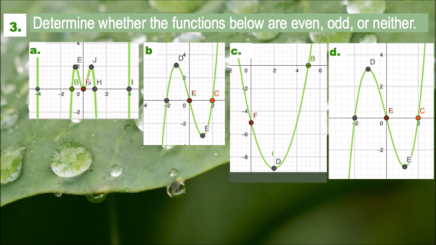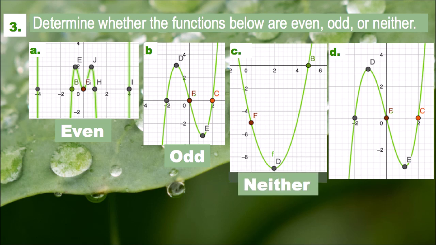Determine whether the functions below are even, odd, or neither. A is even. A is even because it shows clear symmetry with respect to the y-axis. B is odd due to its symmetry with respect to the origin. C is neither because when assessing symmetry with the y-axis and the origin, it clearly has neither of those traits.